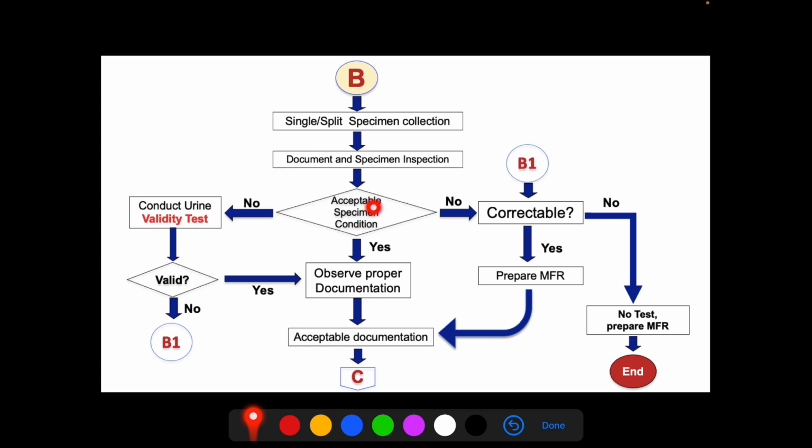So is it acceptable or not? If not, proceed to the validity test. If it is valid, then proceed to the proper and acceptable documentation steps. But if it is not valid, proceed to this step, meaning it is not acceptable, but you have to check if it is correctable or not. If it is correctable, then prepare the MFR, then proceed to the next step. But if it is not correctable, then no test will be performed, but the MFR must be prepared.